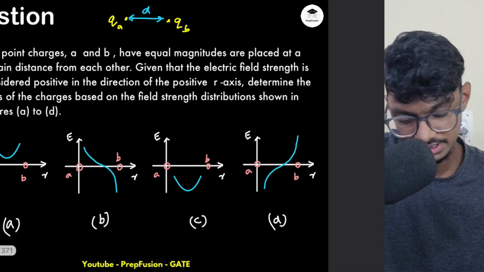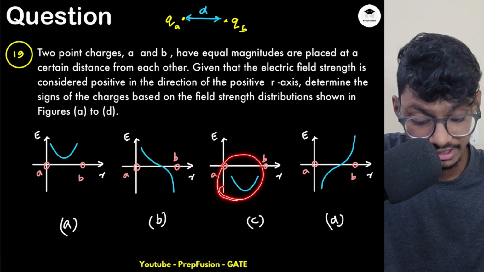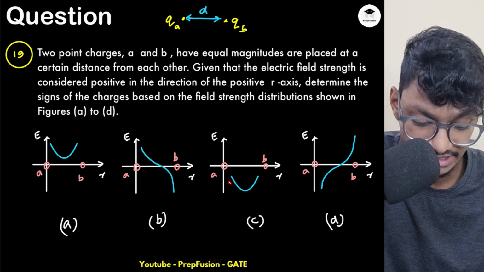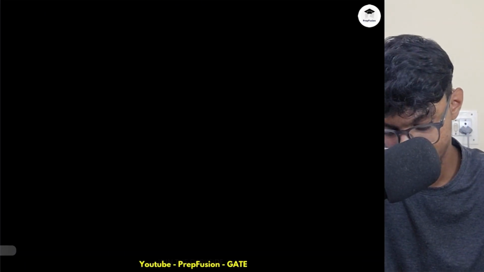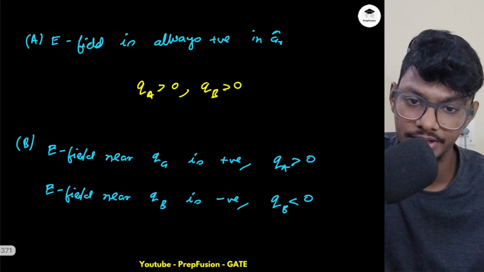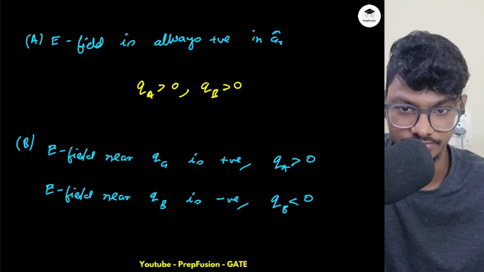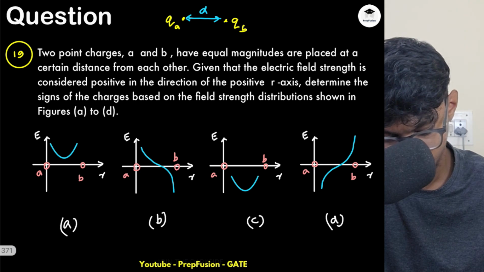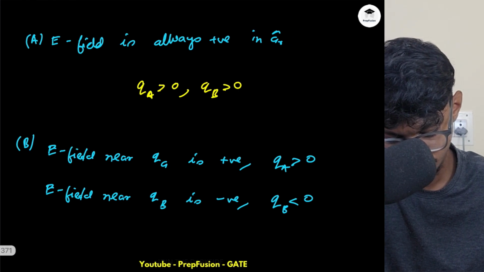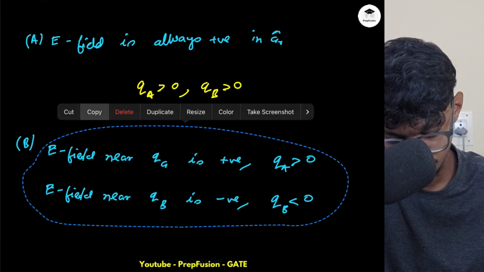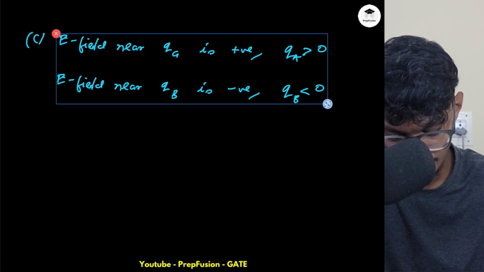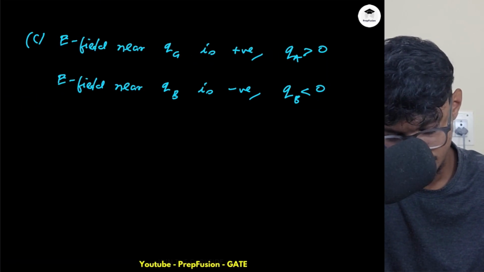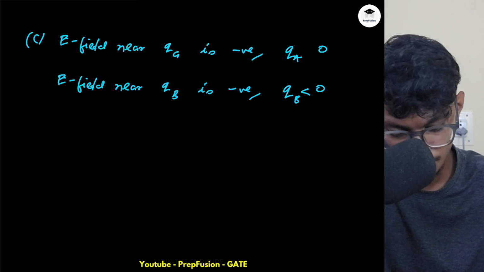Okay, next come to this problem. Here electric field near QA is negative, electric field near QB is also negative. So obviously what I can say is both of them will be negative simply. This will also be negative.